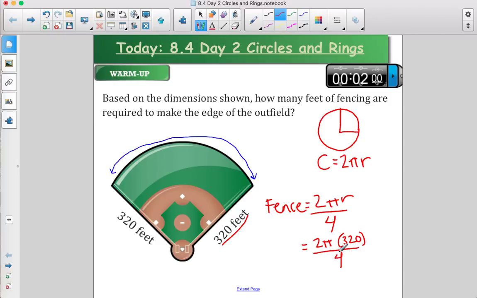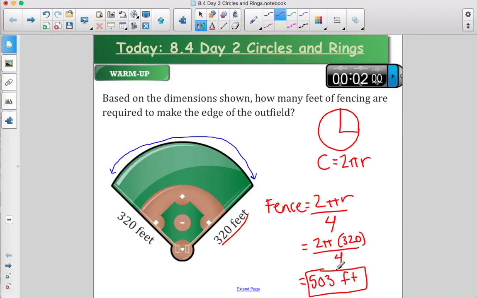And I grab my calculator. 2 pi times 320 divided by 4 tells me about 503 feet of fencing, if I round to the nearest foot, would be required. It looked like 502.7. So round to the nearest foot, get about 503 feet of fencing.